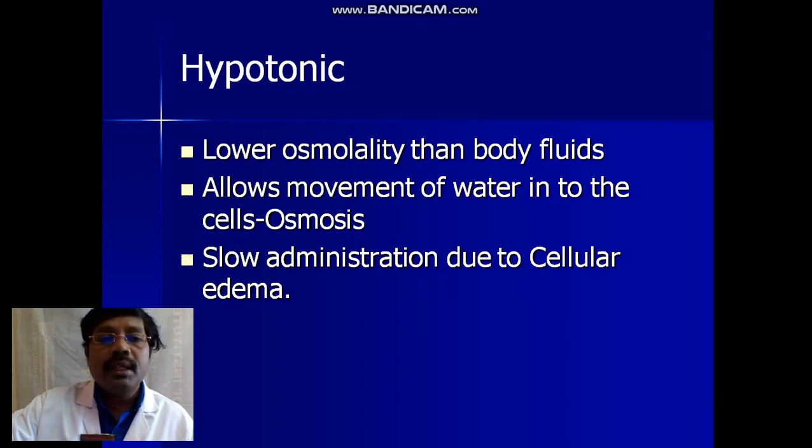Hypo means less, that is, lower osmolality than body fluids. For example, 0.45% sodium chloride, which we used to call half normal saline, is a hypotonic solution. This has lower osmolality than body fluid and allows movement of water into the cells through osmosis. Administer slowly due to the risk of cellular edema. That makes a cellular edema. So it is better you administer this half normal saline with slow flow.